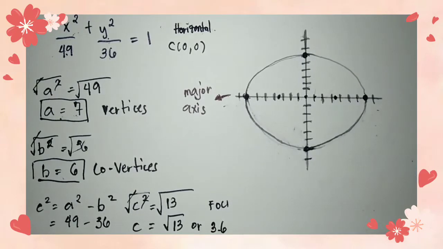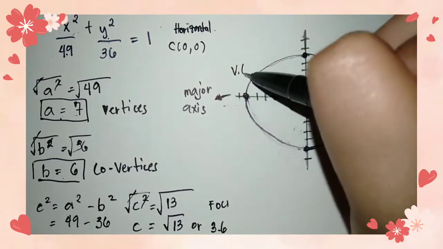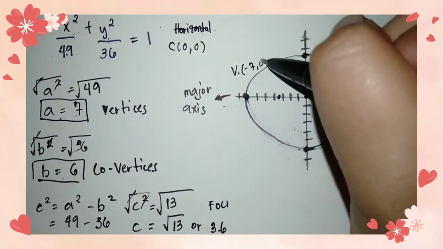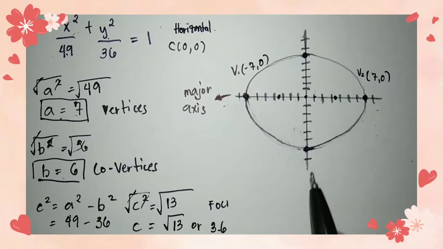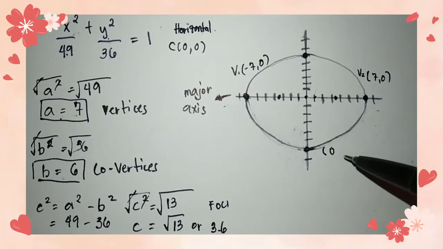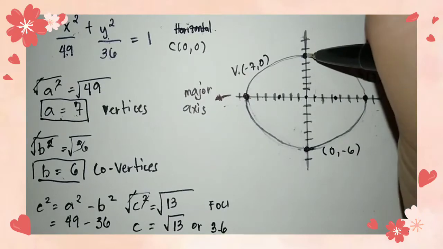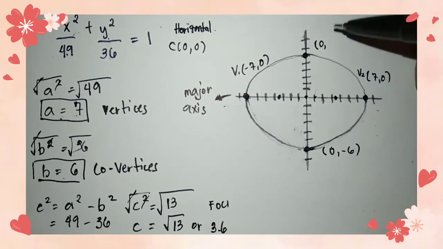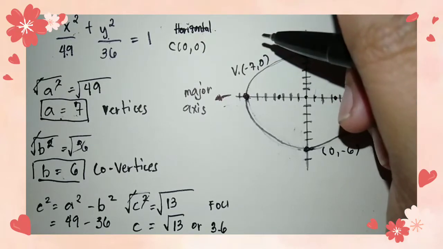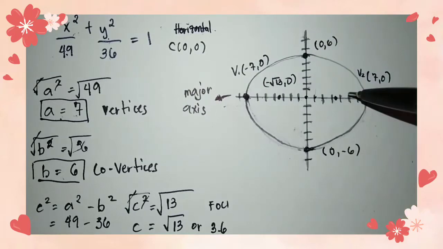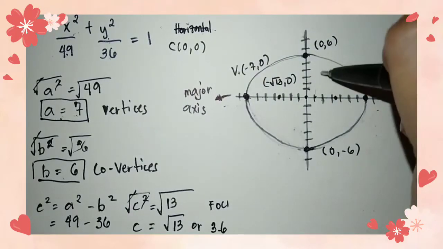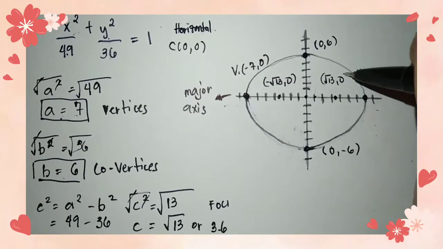So, the next thing to do is to get the coordinates of our vertices, co-vertices, and foci. So, we have our vertex 1, negative 7, and 0. Vertex 2, 7, and 0. We have our co-vertices 1, 0, and negative 6. And co-vertices 2 at 0 and positive 6. And of course, our foci is at negative square root of 13 and 0. And foci 2 or focus 2 is at square root of 13 and 0.